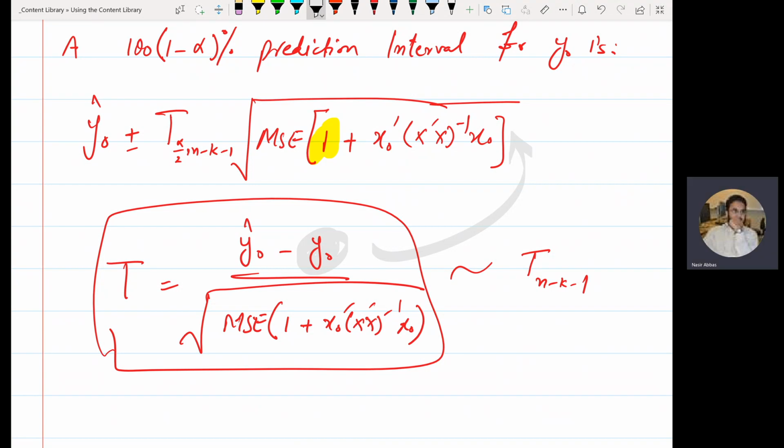It comes from the T. But if you square it, it will become F. But I don't know in case of squaring, can you solve it for y naught or not? I'm not sure. Maybe you can, maybe you can't. Maybe you can try. Squaring it will make it F, and I think you cannot get a unique solution.